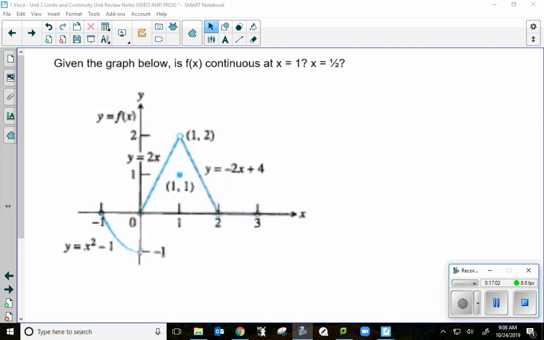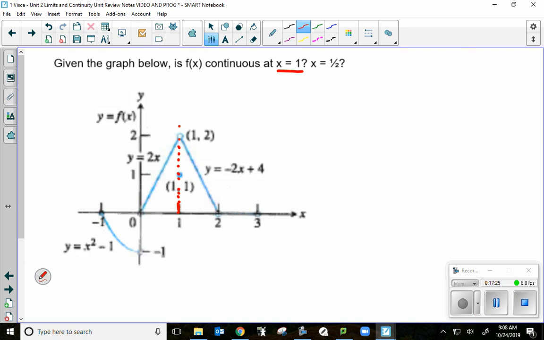Let's take a look at an example of continuity when they give you the graph. Okay? Given the graph below, is f of x continuous at x equals 1? What about at x equals 1/2? All right, well, let's do 1 in red. Here's where x is 1. Okay, and this whole line here, everywhere in that line, x is 1.